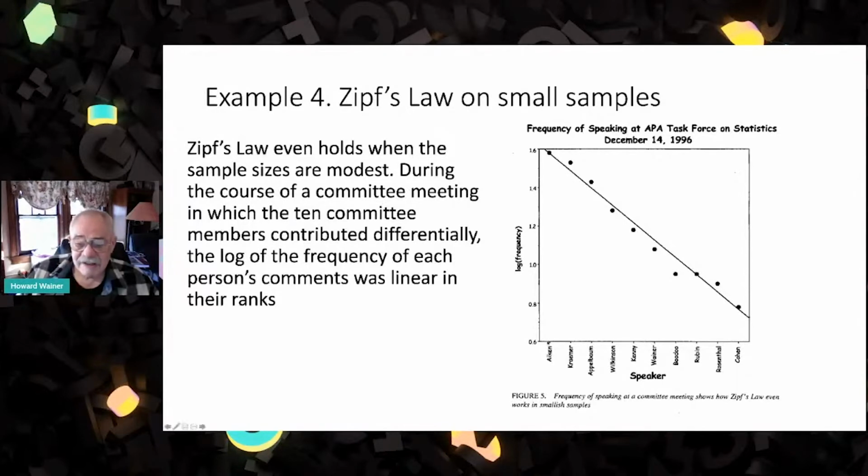And it turns out that the person who spoke the most, her rank was 1. And this is the person who spoke the least, and his rank is 10. And the log of the frequency follows Zipf's law, exactly the way you'd expect. So even with very small samples, it works.